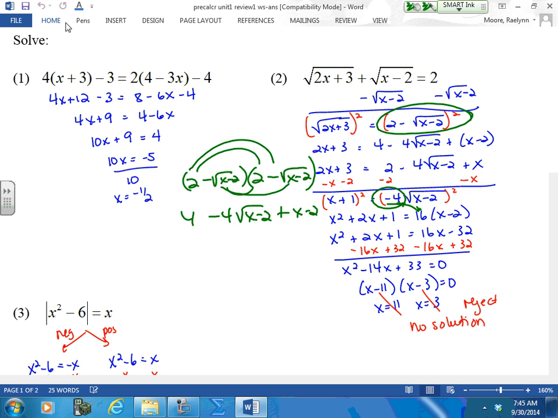Whenever you move your radicals from side to side and you square your negatives, you're actually bringing it out as a positive. So you definitely have to check your work, because what ends up happening is it may not work. And again, we checked them at the end, and they were both rejected, and therefore no solution.